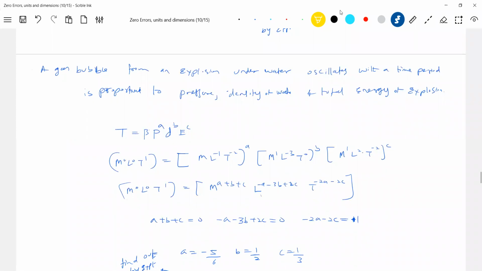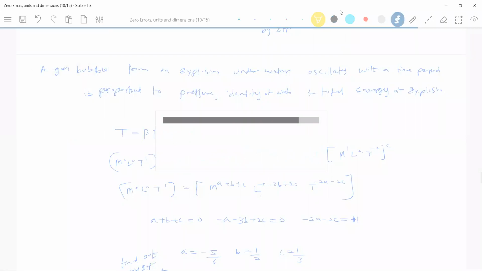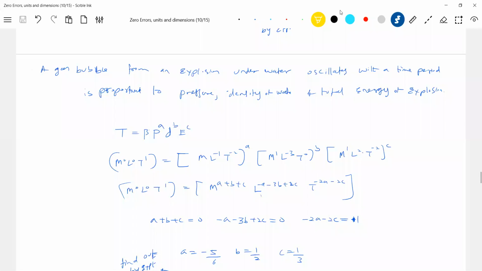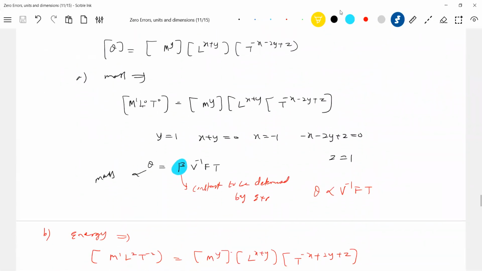Getting the method? So these are some uses of basic dimensional analysis. Any doubt you can ask. For all of this, the very important words are principle of homogeneity. This is something very important.